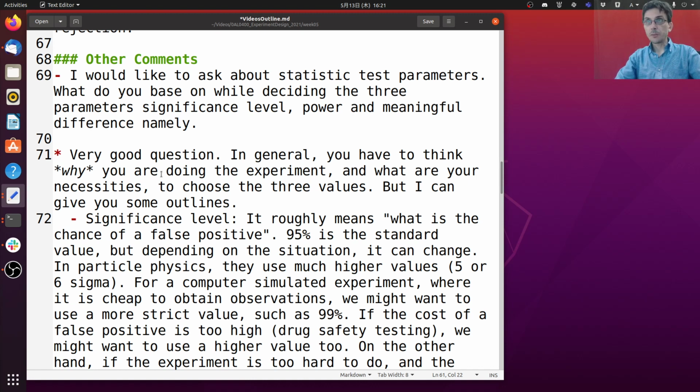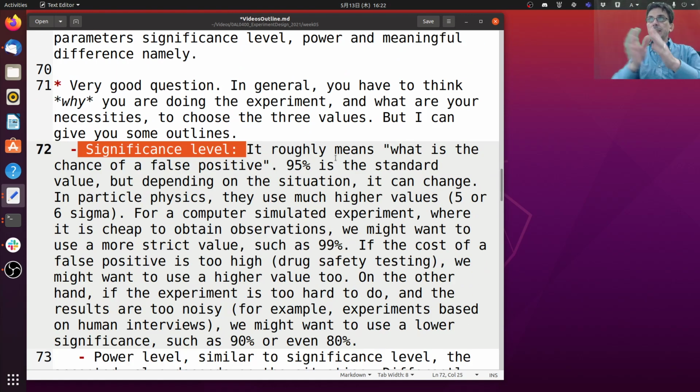In general, the first thing you have to do is to think about why you are doing the experiment. When you think about why you are doing an experiment, you're going to have ideas that will help you answer these questions. Here are some general rules of thumb. About the significance level: the significance level means roughly the chance of a false positive in the experiment. In general, people use 95% significance. That's like the standard value. But of course, this can change depending on the situation.